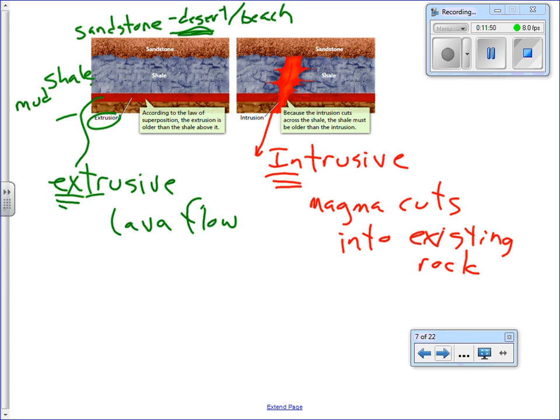If I showed you this picture right here, which layer is the oldest? The bottom one. Which layer is the newest? The sandstone. And you could order them. This is 1, 2, 3, 4 for newest to oldest. Now, how about in this picture? Which one is the oldest? It's still the one at the bottom, of course.